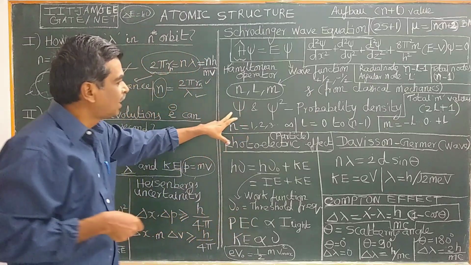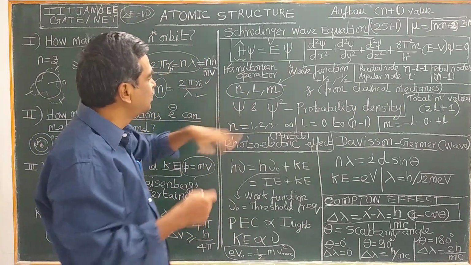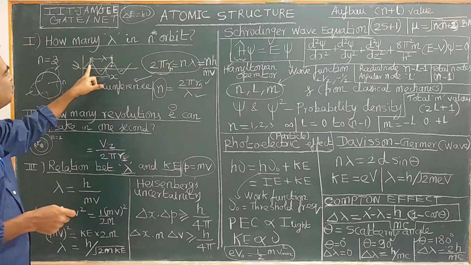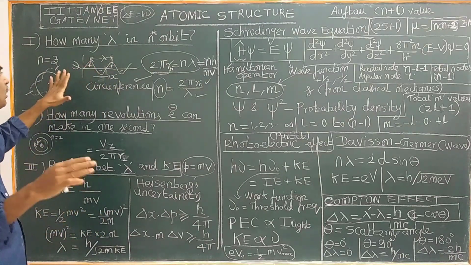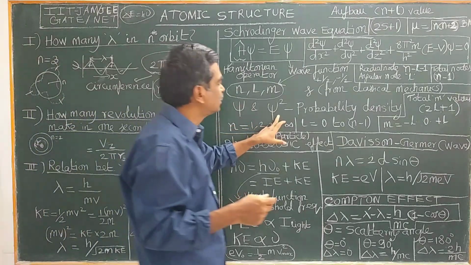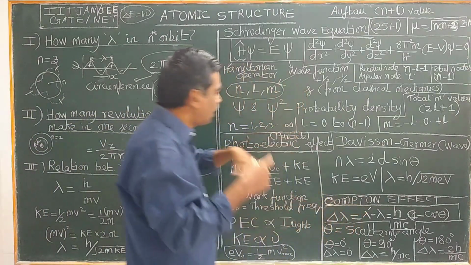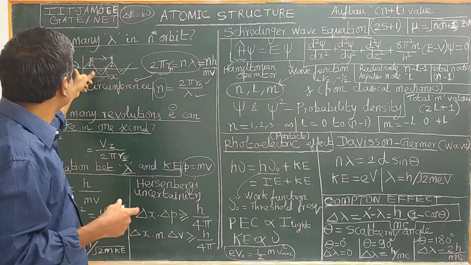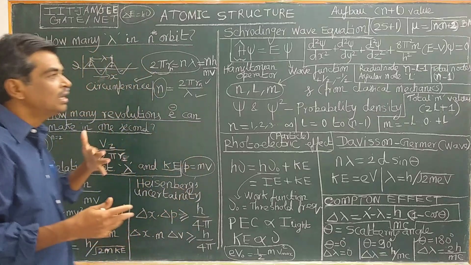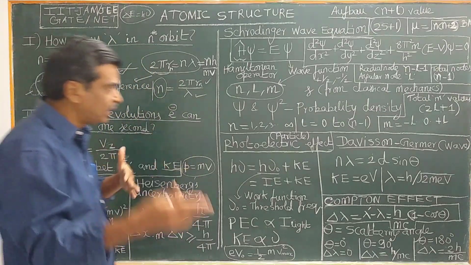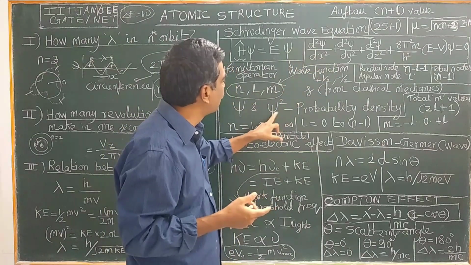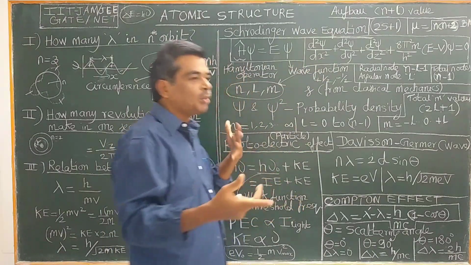Next, what is psi? I forgot to tell what psi is. Psi is a wave function. The wave function will have positive and negative values, so it has no physical meaning at all. Whereas psi square has a physical meaning. On squaring the psi, you get psi square, the probability density or probability of finding the electron. That is your s orbital diagram. On plotting the wave function, you will get the shapes of the orbitals.